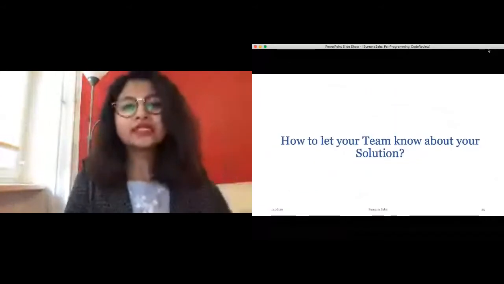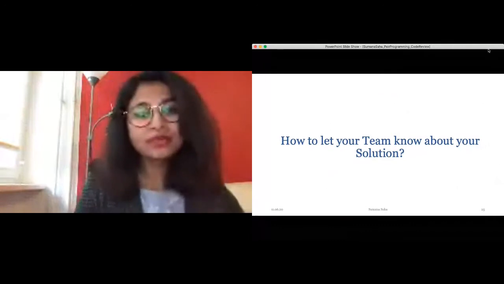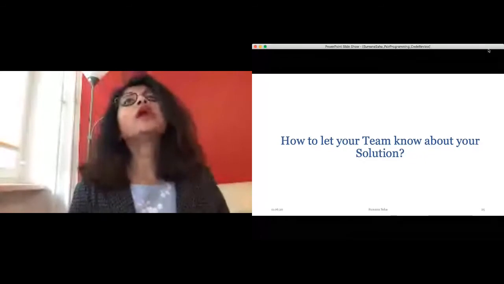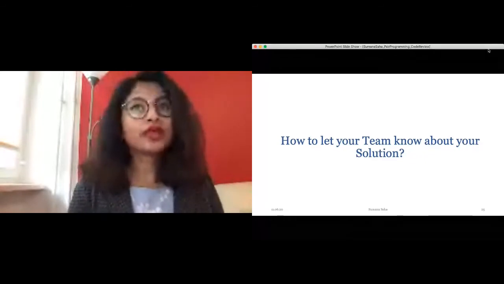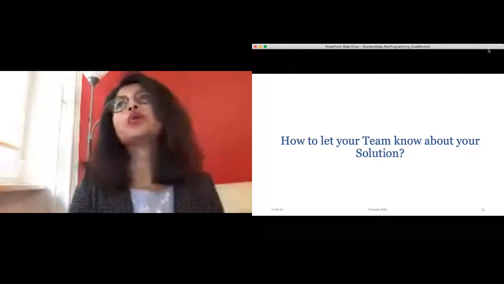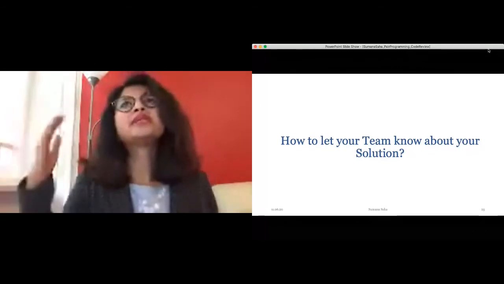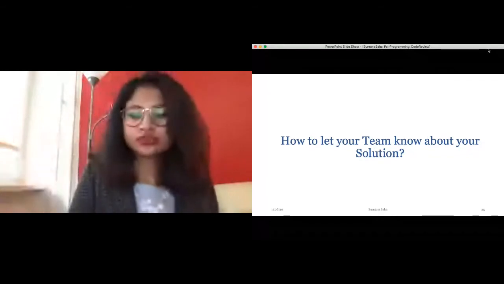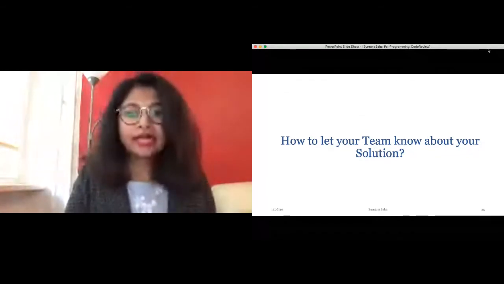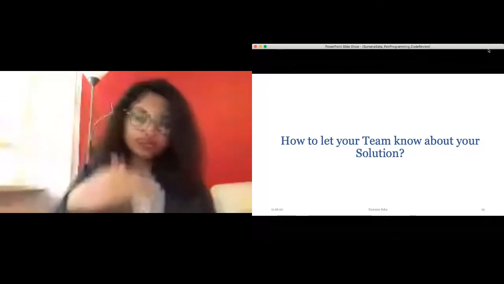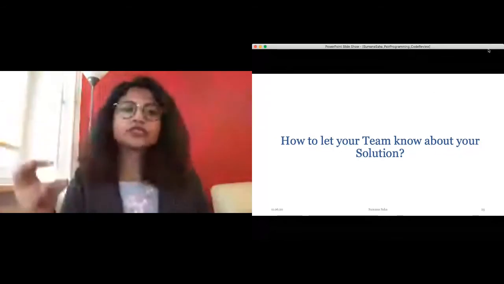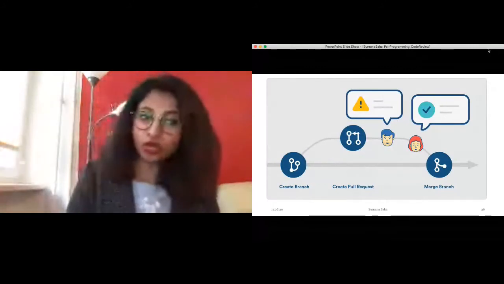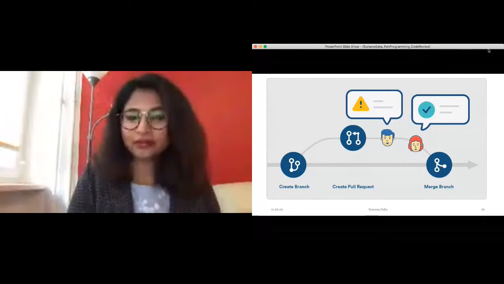Then how to let your team know about your solution? As I have talked about, you have to create a pull request, and maybe send an invitation, and at least try to reach your team. This is the way I have already talked about. You have to create a branch, push the pull request, and then invite your team members to take a look at your new implementation, what you have done.